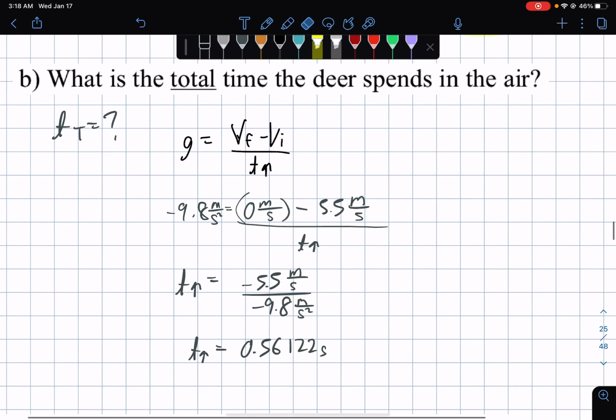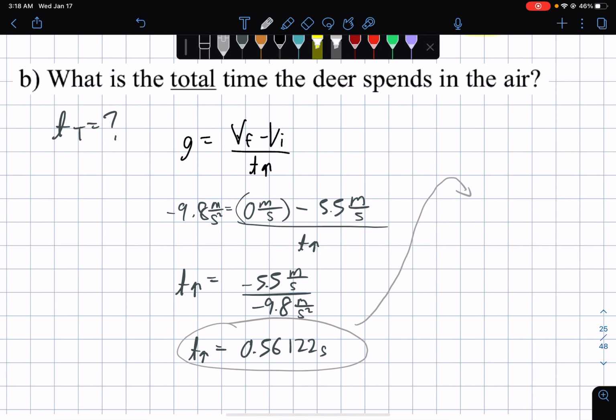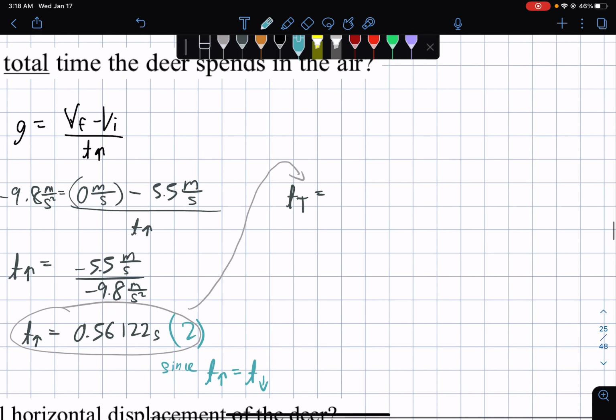Sorry, that's not the final answer yet. I keep forgetting. Just multiply. I hope you haven't closed your calculator yet. Just multiply it by 2. You get, the answer is 1.12245, or basically 1.12 seconds.